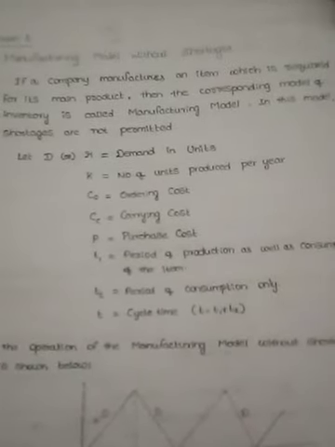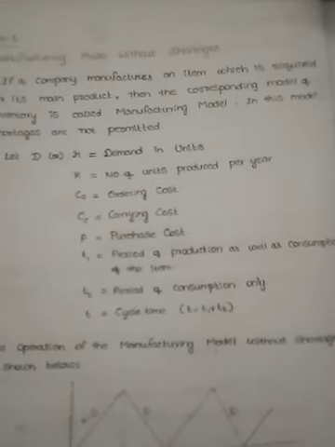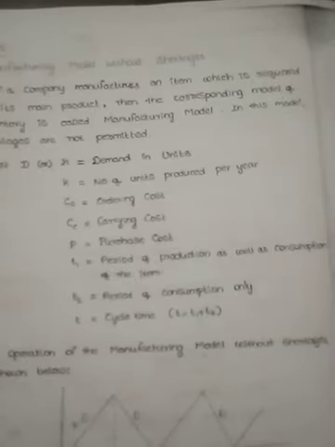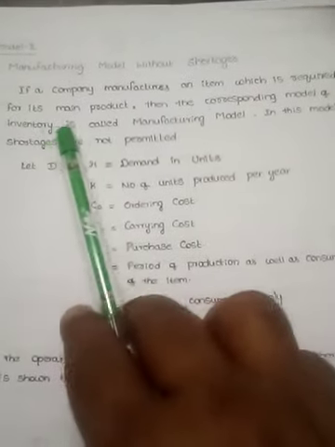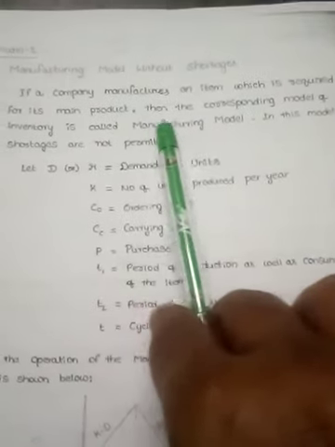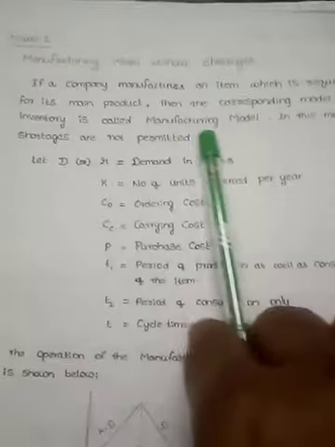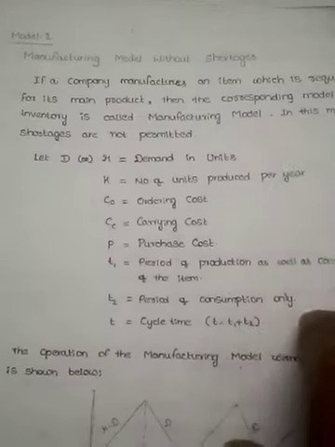Hi everyone, in this video we are going to see the manufacturing model without a shortage. In this model, if a company is manufacturing an item which is required for its main product, then the corresponding model of inventory is called the manufacturing model. In this model, shortages are not permitted.